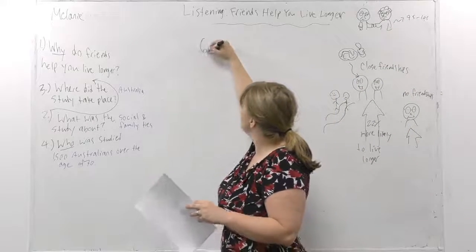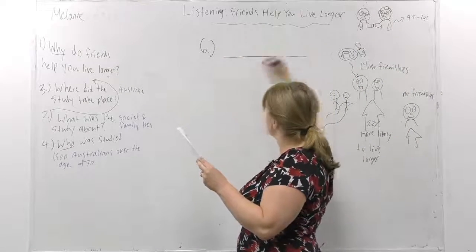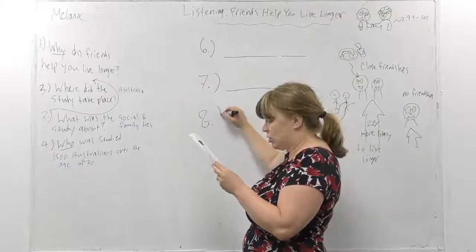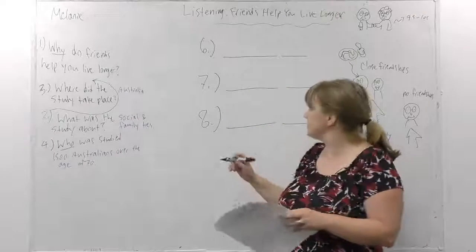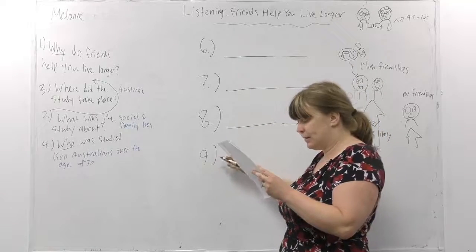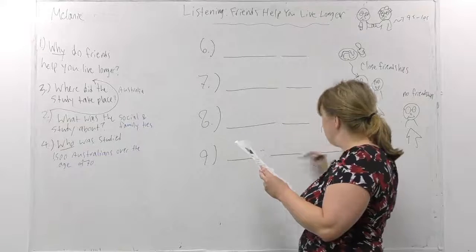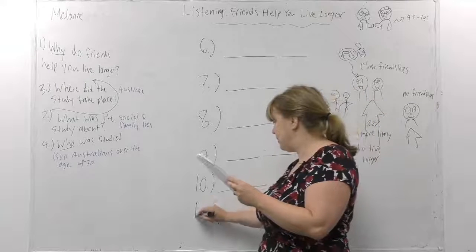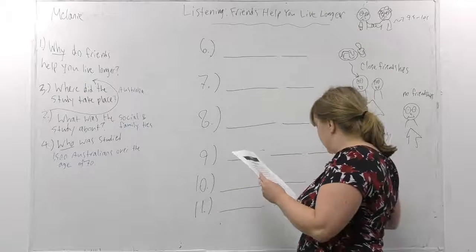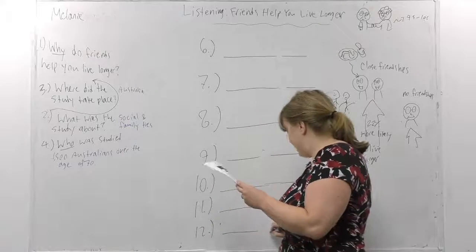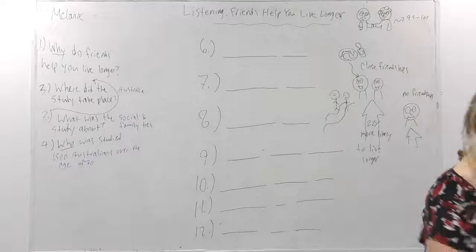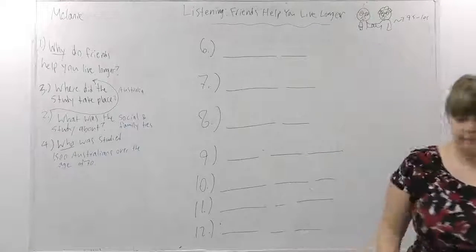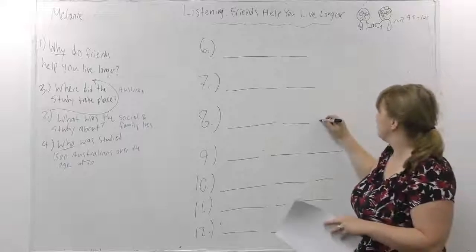Number six. Two blanks. Number seven. Two blanks. Number eight. Three blanks. Number nine. Three blanks. Number 10. Three blanks. Number 11. Well, that's a lot here. And 12. Three blanks. Okay. And let's get rid of this. That third blank in there for number 8.